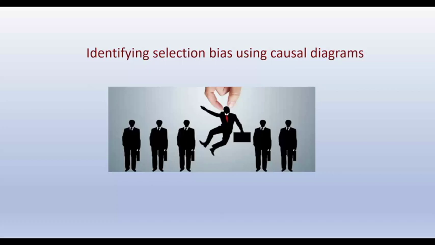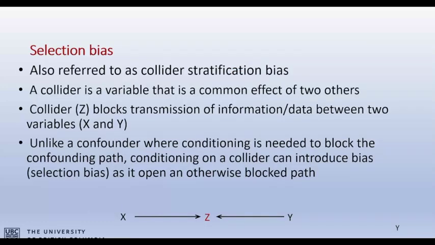and let's look at exactly what happened. So remember, we talked about colliders. A collider is a common effect of two other variables.